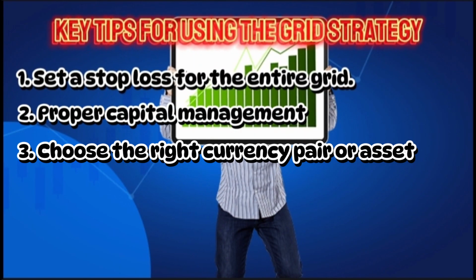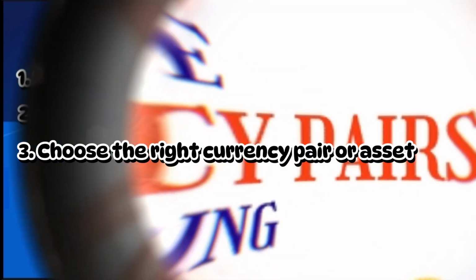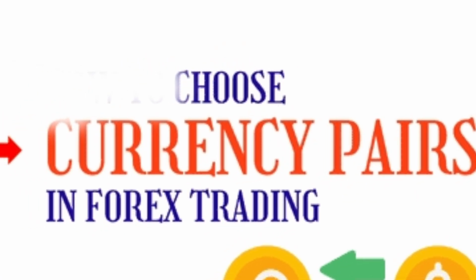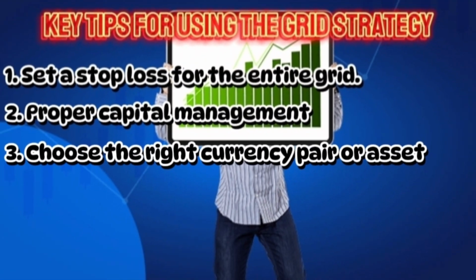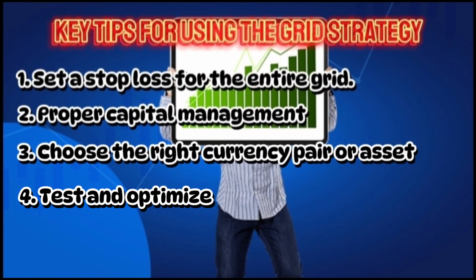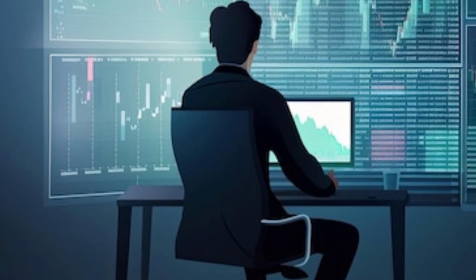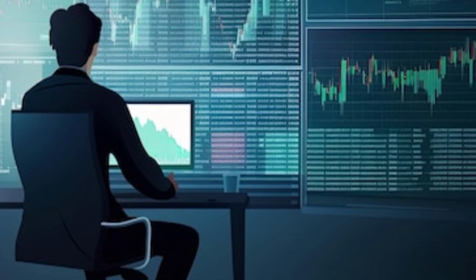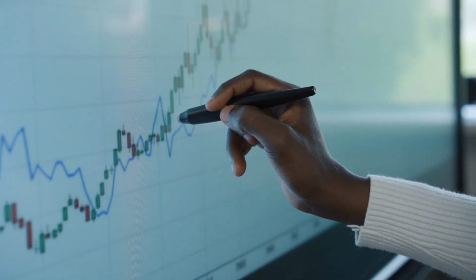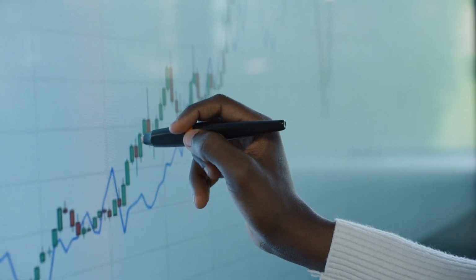3. Choose the right currency pair or asset. This strategy is better suited for assets with moderate volatility and without strong trends. 4. Test and optimize. Before using it on a real account, test the grid strategy on a demo account and optimize its parameters. Due to the complexity and risks involved, grid trading requires knowledge, experience, and precise risk management. Be sure to research thoroughly and understand the risks before using this method.